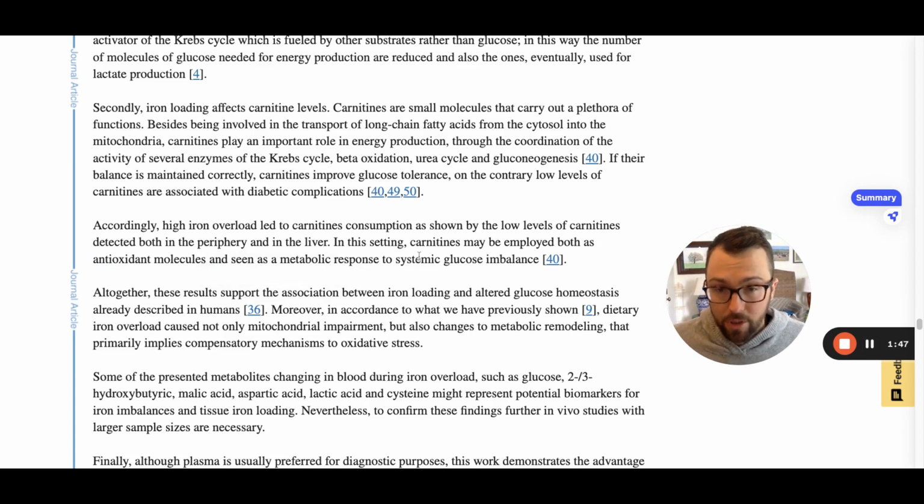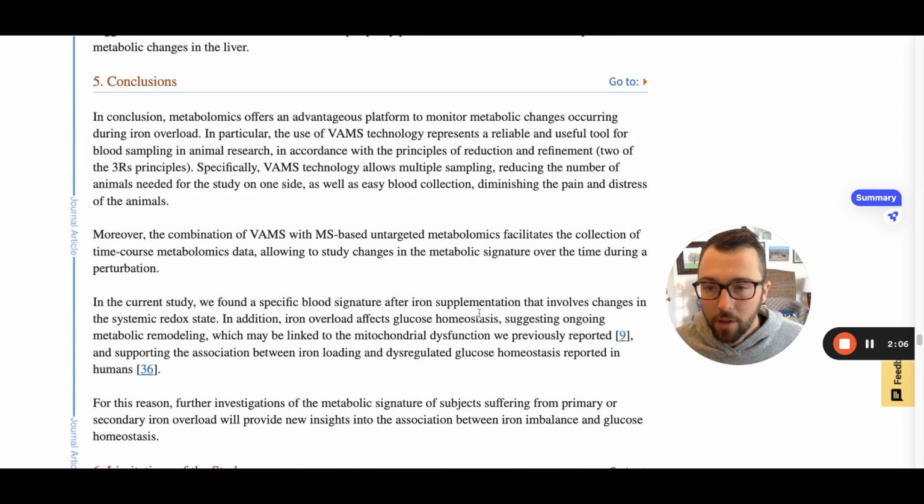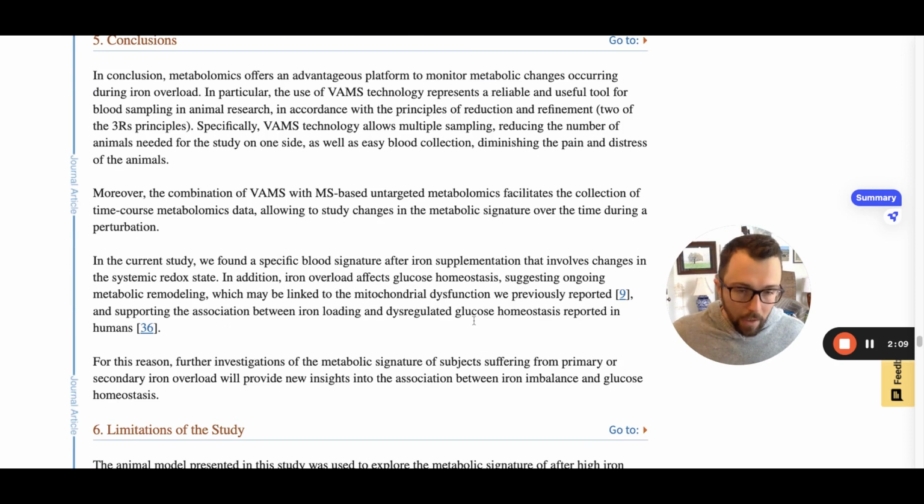So you have to wonder to yourself, is carnitine something that can be employed as an antioxidant to fight oxidative stress? Or is it some kind of byproduct of that glucose imbalance in the body? And in the paper's conclusion, they go on to say that there is quite clearly a specific blood signature going on in this secondary iron overloaded state. An important thing to remember, this is not hereditary hemochromatosis. This is strictly iron overloading induced by diet alone.